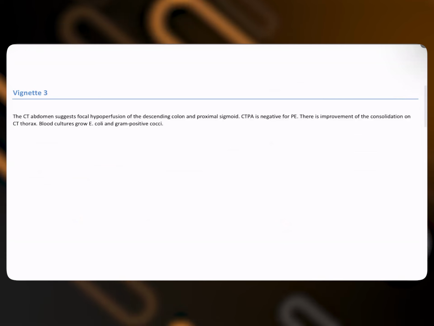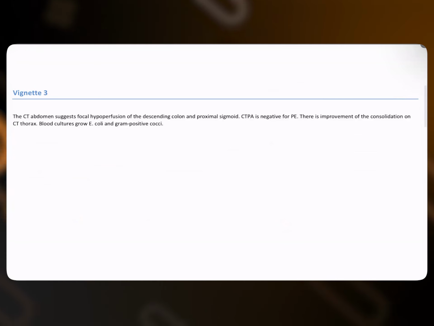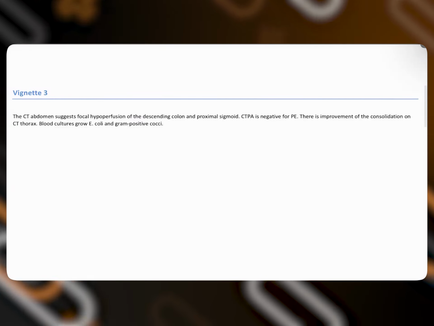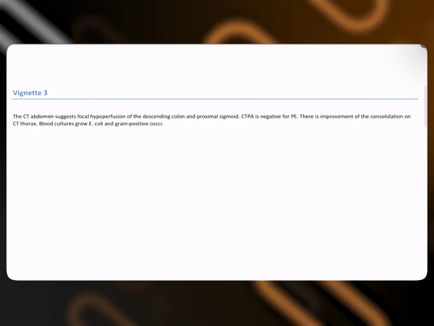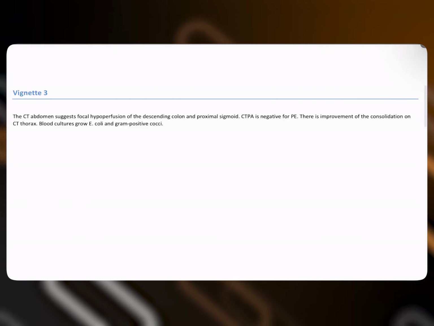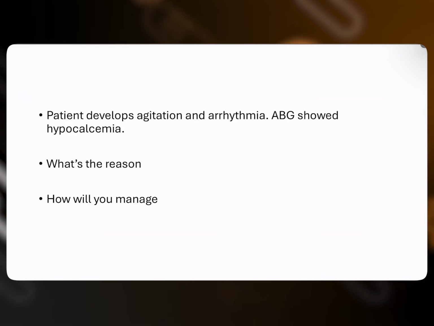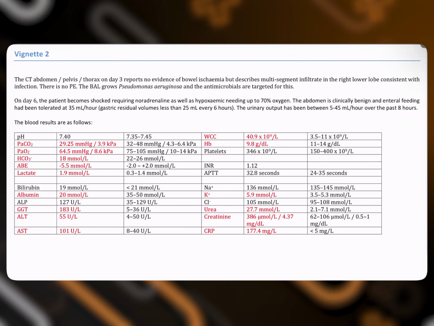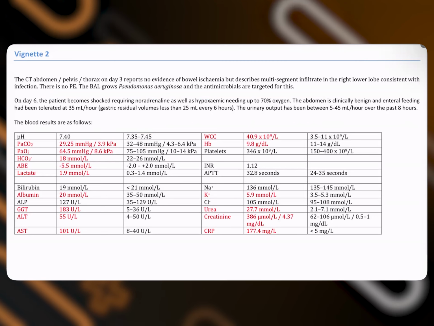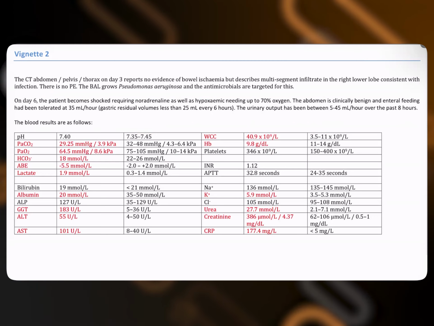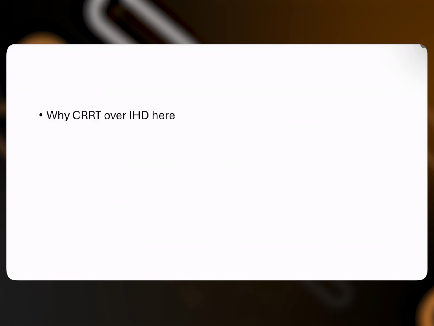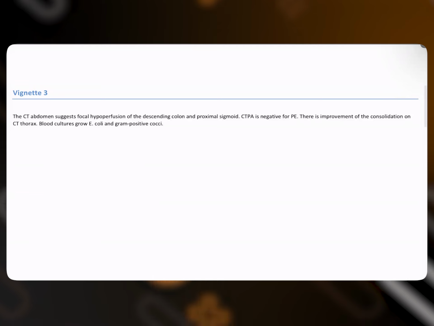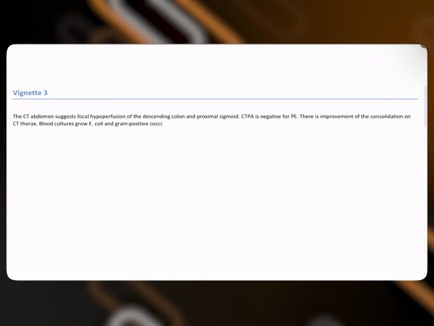Okay, so this is very tricky. We often think that yes, we have already done a CT abdomen, so maybe they're asking something else. They're asking for the repeat CT abdomen. Now there is a focal hypoperfusion of the descending colon and the proximal sigmoid. Again, they have done a CTPA. You see, there is no P here, right? The second line, there is no P, so they have already done a CTPA there. Here they have again told that CTPA is negative for PE. This question was not regarding pulmonary embolism, but pulmonary embolism is once again a similar thing.